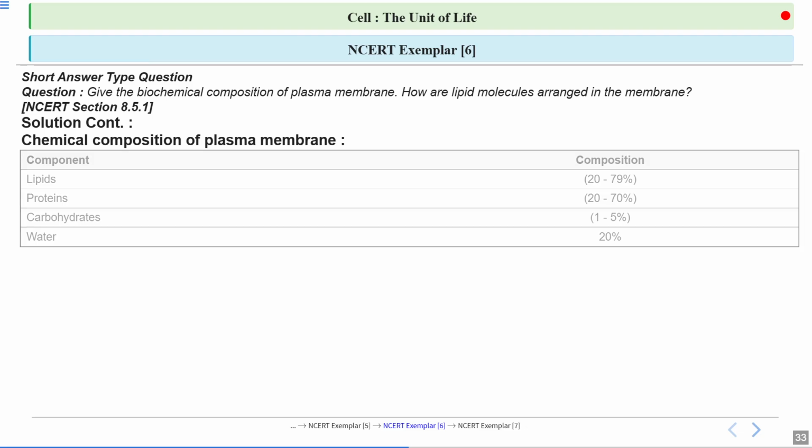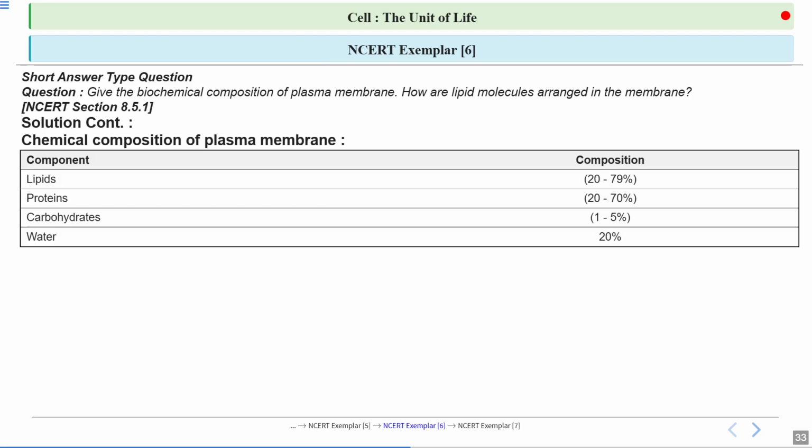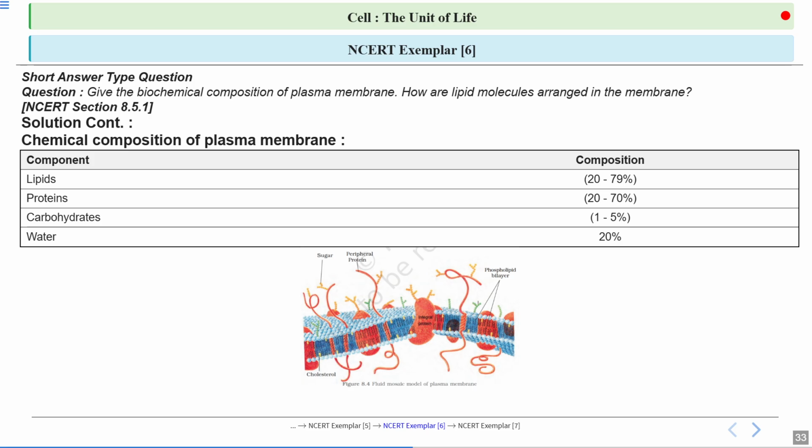Chemical composition of plasma membrane, let us see that. Lipid 20 to 79%, proteins 20 to 70%, carbohydrates 1 to 5%, and water 20%. It is highly variable. It is not fixed. It varies from membrane to membrane. But most of it has around 50 to 52% of proteins and lipid around 40%. So it is variable.